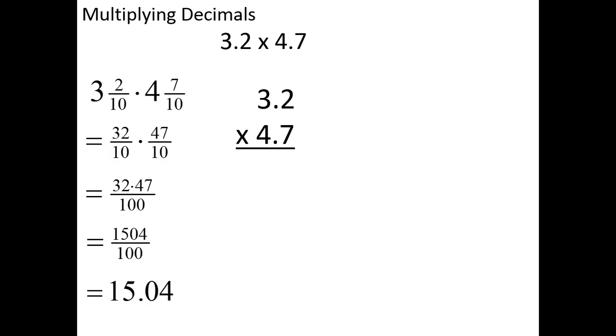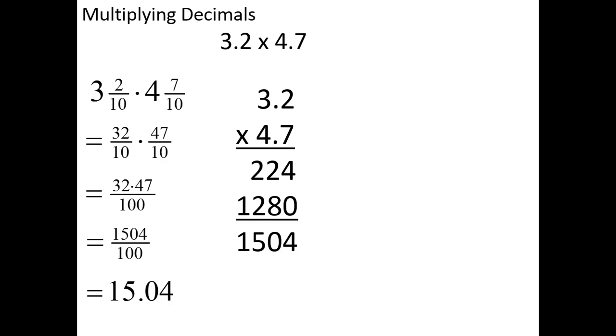Ignore the decimal points and simply multiply the numbers as if they're whole numbers. So if we do that, we get this number 1,504. Now that should look pretty familiar. That's the same as the number we got in the numerator when we multiplied the two mixed numbers together after changing them to improper fractions. So where does the 15 and 4/100ths come from?